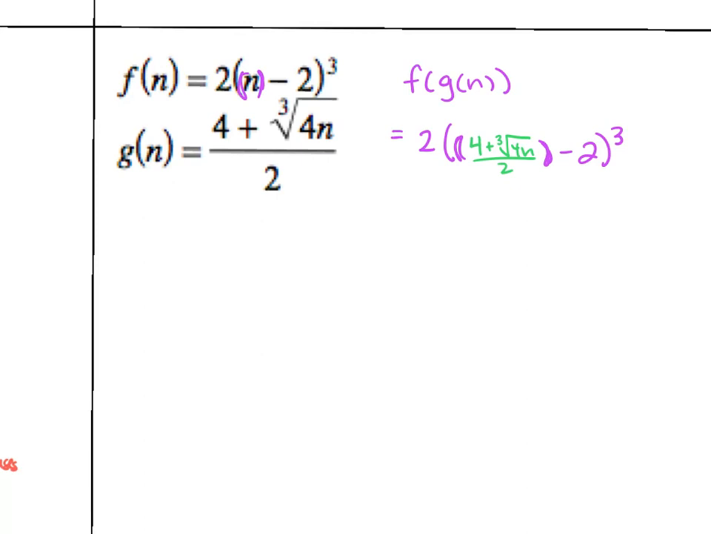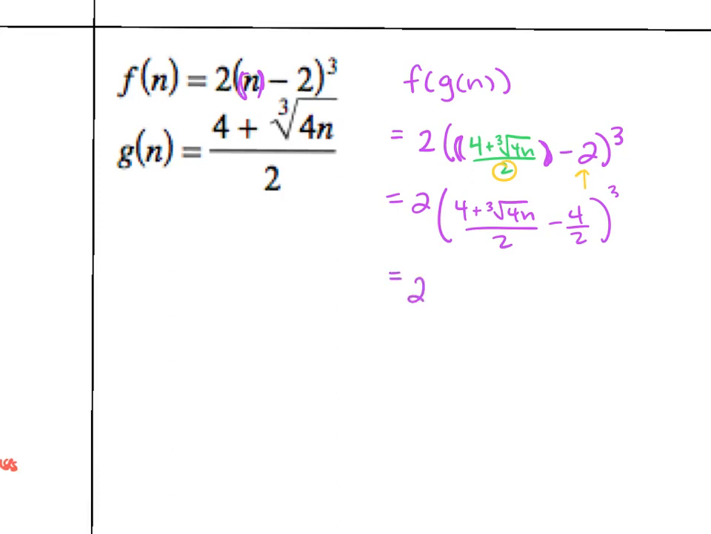So now I'm looking at this, and I notice that I need a common denominator again between the two pieces on the inside of the outer set of parentheses. And notice the denominator here is 2. So I'm going to change this 4 to 4 over 2. So that would look like this. 4 plus the cube root of 4n over 2 minus 4 over 2, all cubed.